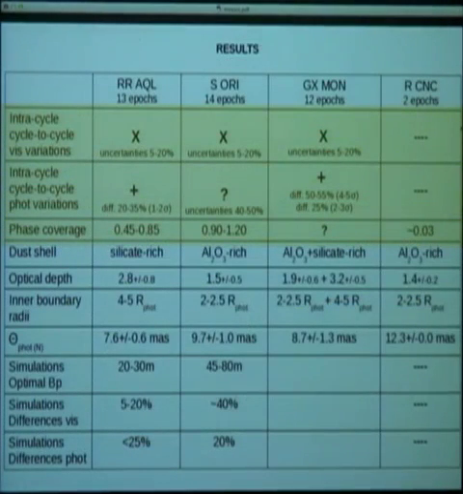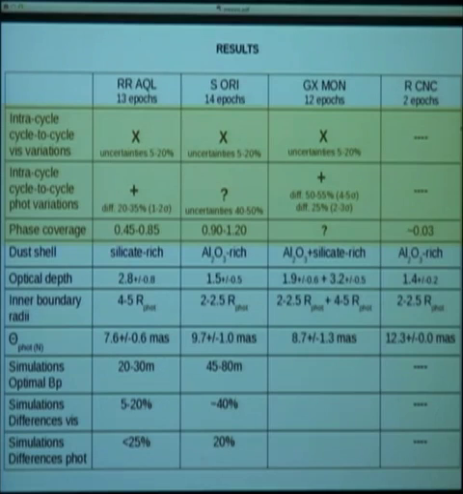These are the results. We did not see, there are 4 stars in 4 columns, the observational epochs, and we did not see any cycle-to-cycle visibility variations. But we have to keep in mind that the uncertainties are between 5 to 20%.